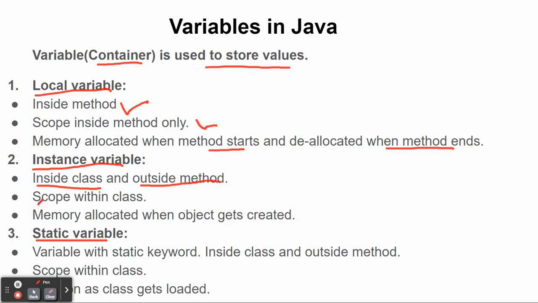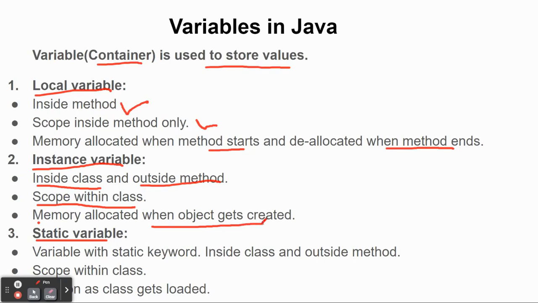The scope of the variable should be inside the class, so this particular variable I can access anywhere inside the class. And when does it get memory? An instance variable gets the memory when the object is getting created.